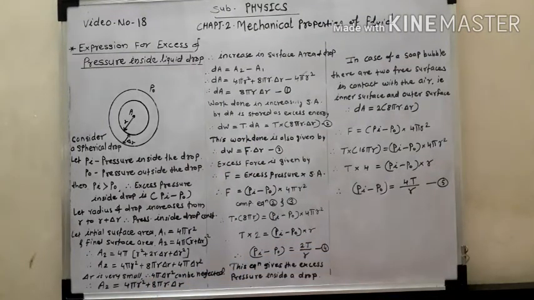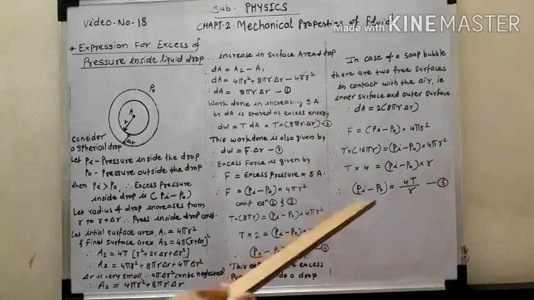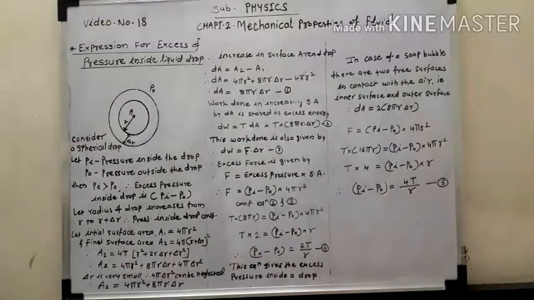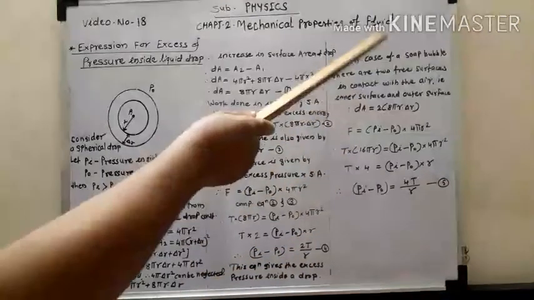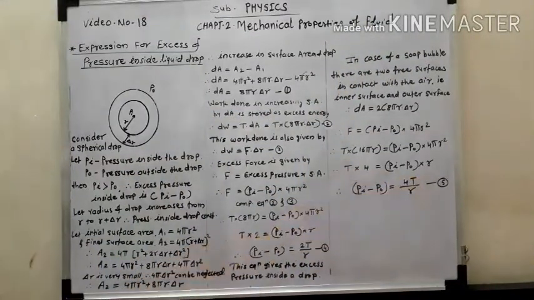For the soap bubble, there are two free surfaces, outer and inner, so Pi minus Po is equal to 4T upon R. For the liquid drop, Pi minus Po is equal to 2T upon R, which is equation number 4. Remember what you are asked in your exam: inside a liquid drop, Pi minus Po is equal to 2T by R, but in the case of a soap bubble, Pi minus Po is equal to 4T upon R. Remember this and you will understand well. Okay, thank you.